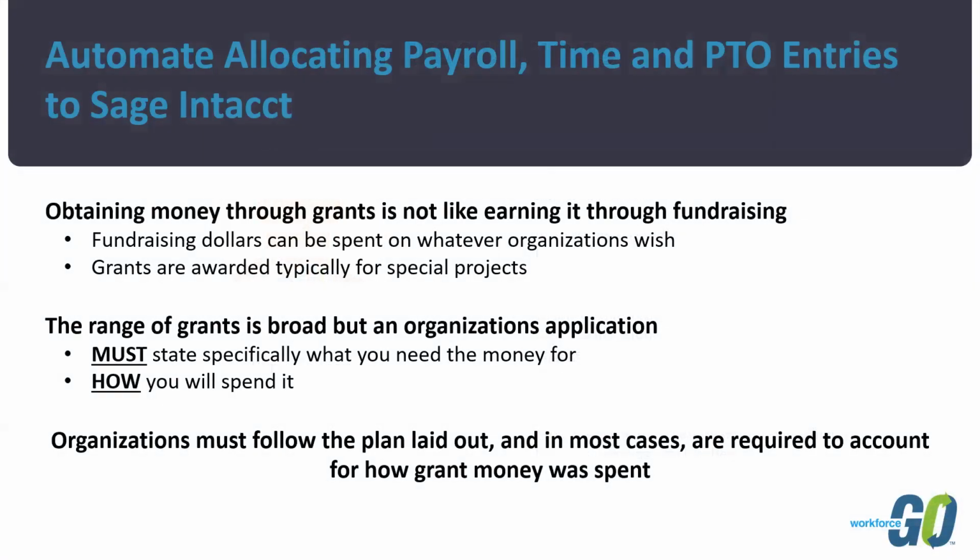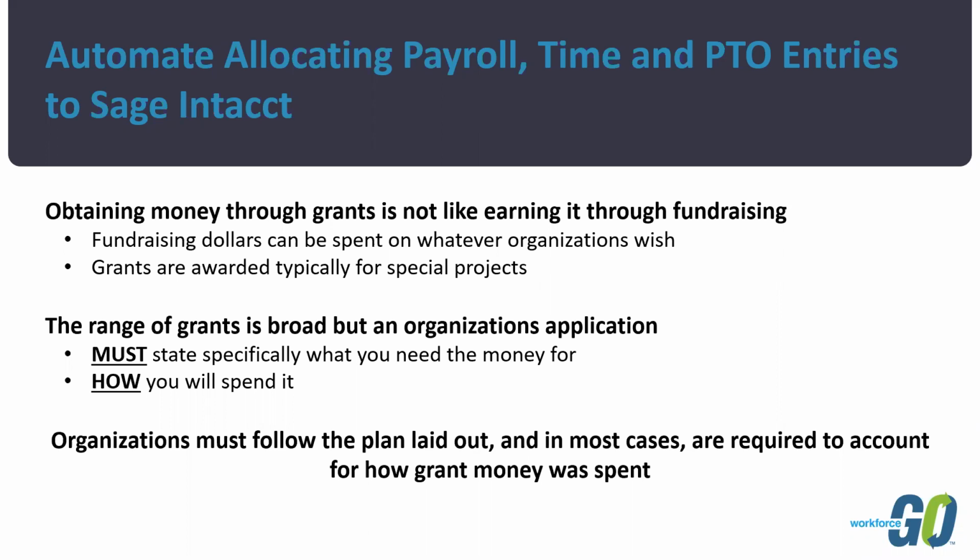In today's webinar, we'll focus on one of the biggest complications nonprofit organizations face, which is allocated reporting requirements of your labor for your grants. Now, in looking at how we allocate payroll time and PTO entries to Sage Intacct, we first have to understand that obtaining money through grants is not like earning it through fundraising. Fundraising dollars can be spent on whatever an organization wishes. Grants are awarded typically for special projects for an organization. The range of grants is broad, but an organization's application must state specifically what you need the money for and how you will spend it.